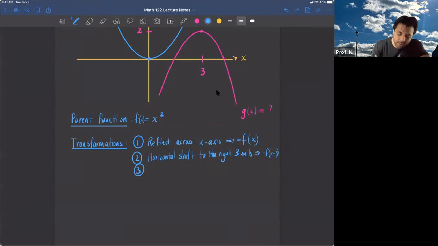And then lastly, I vertically shift up by 2 units. So what is that going to look like? That's going to look like my new function, g of x, but it's going to be negative f of x minus 3 plus 2, right?